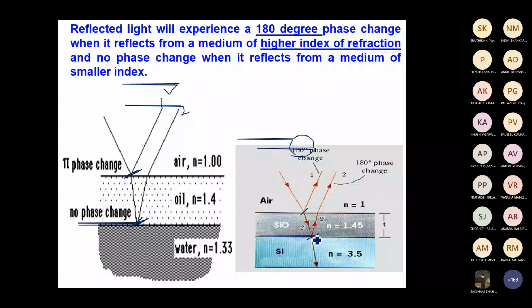So when it is getting reflected and it comes out, ray 1 and ray 2 have a phase change of 180 degrees. In this case, you see there is only one wave undergoing a phase change. Here in this case, you are seeing there are two waves undergoing a phase change. So reflection phase shift is a case where the light experiences a 180 degree phase change when it is getting reflected from a medium of higher refractive index, and there is no phase change if it is getting reflected from a medium of lower refractive index.